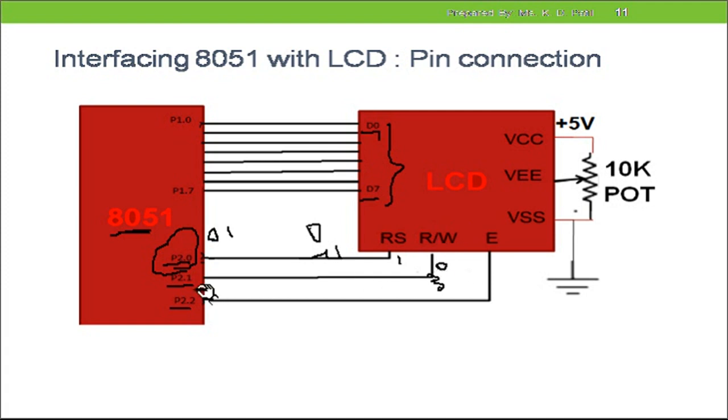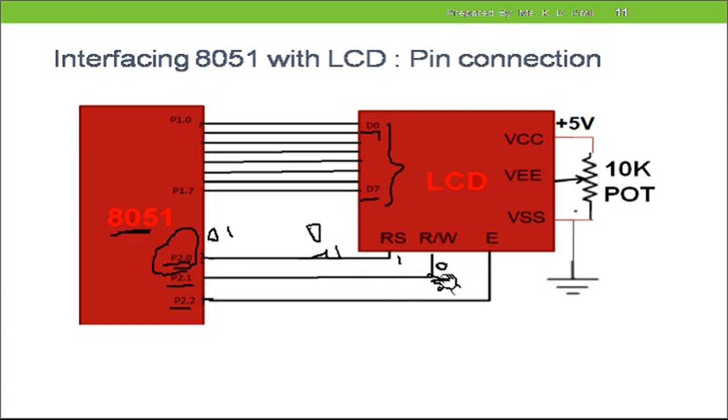Then you will interface this pin of the LCD with one of the pins of the 8051 microcontroller, that is, for us, the P2.1 pin. So whenever the user wants to read data from the LCD, this pin will be considered as 1, and I will use the instruction setB P2.1 to read the data, and clear P2.1 to write the data.